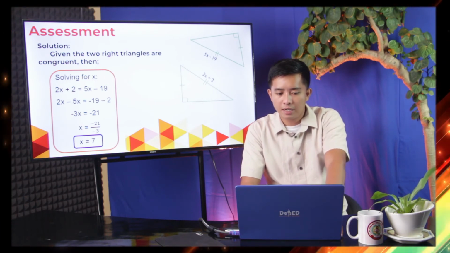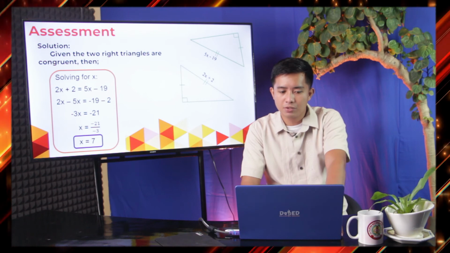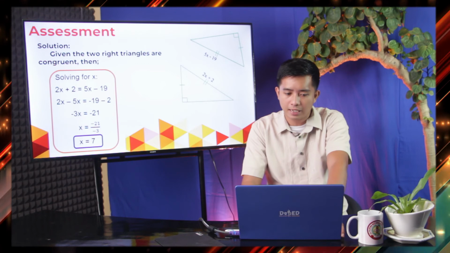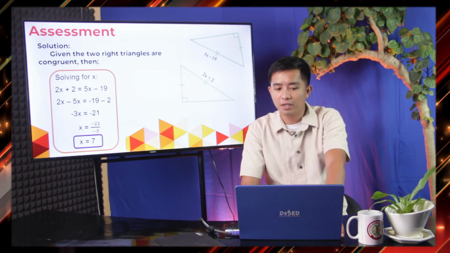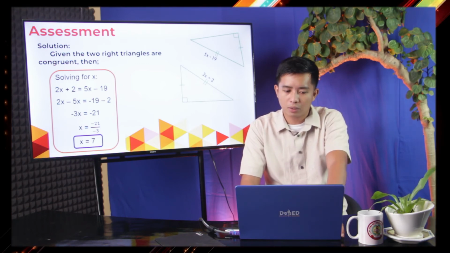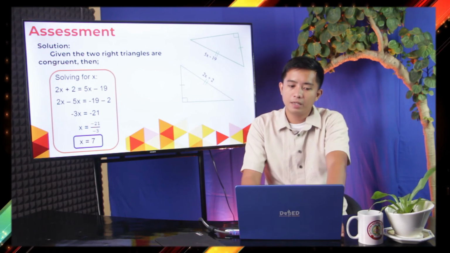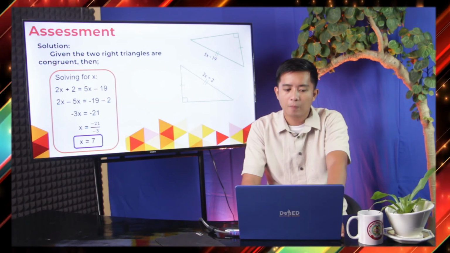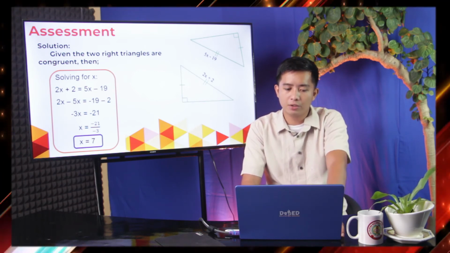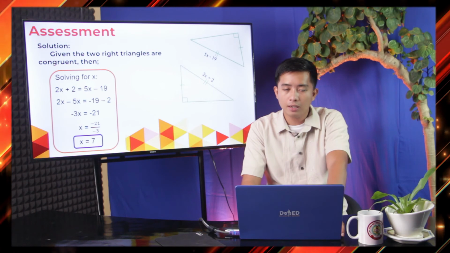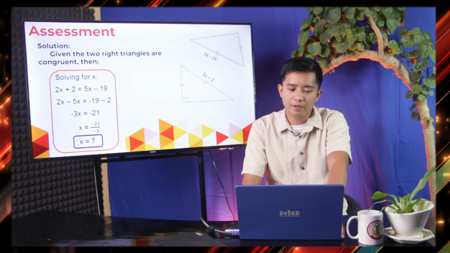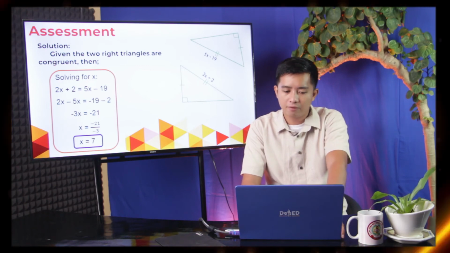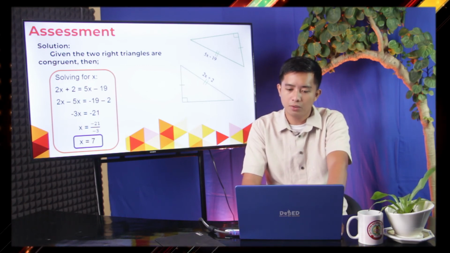2x minus 5x is equal to negative 19 minus 2. 2x minus 5x is equal to negative 3x. And negative 19 minus 2 is equal to negative 21. So, we now have negative 3x equals negative 21. Divide the whole equation by negative 3. So, we will now have the value of x, which is negative 21 over negative 3, or 7. So, the value of x is equal to 7.